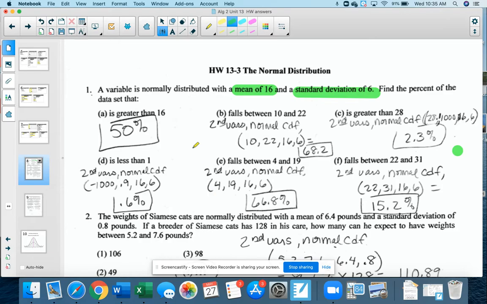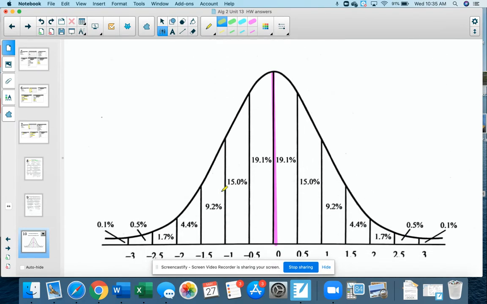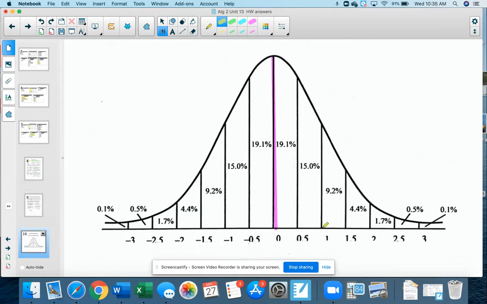So first one, A, I want to know what percent of the data is greater than 16. So in this question, I have a mean of 16. The data is normally distributed. So that is important that it says normally distributed. By that, they mean that it's following this curve right here. This is a normal distribution based on standard deviation. So this is a curve where this is 1 standard deviation away, 2 standard deviations away, and the percentage of data that are within 1 or 2 standard deviations away.